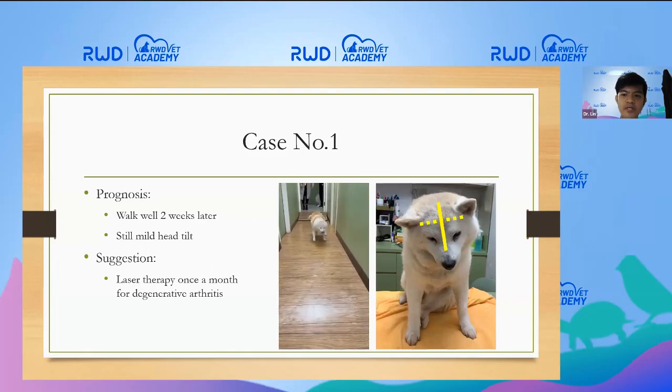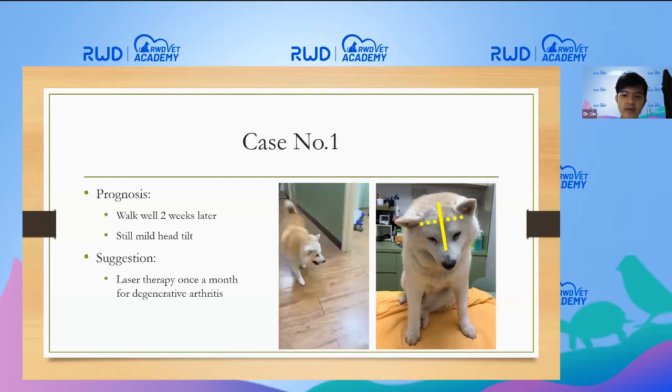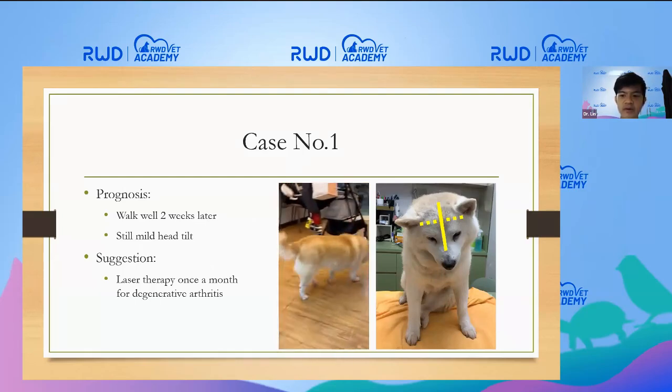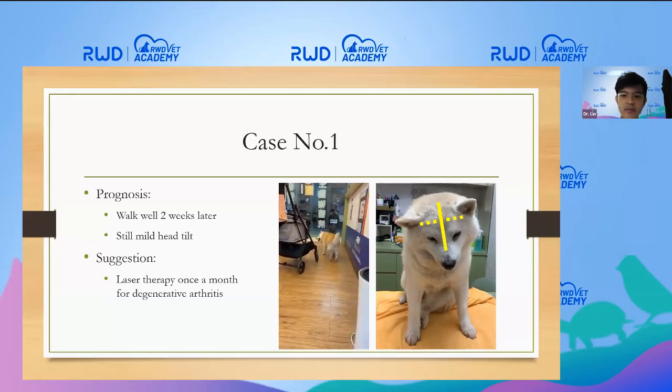After 2 weeks of treatment, the patient could walk well, though still with a little head tilt. However, it could already lead a normal life for the most part. My suggestion is to do laser once a month for degenerative arthritis. This will help the patient work better in the future.